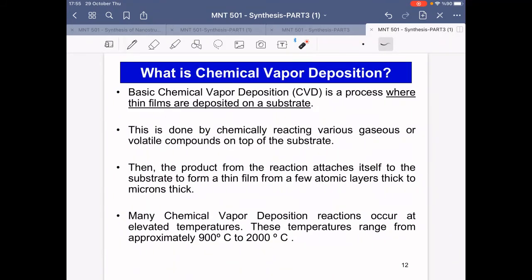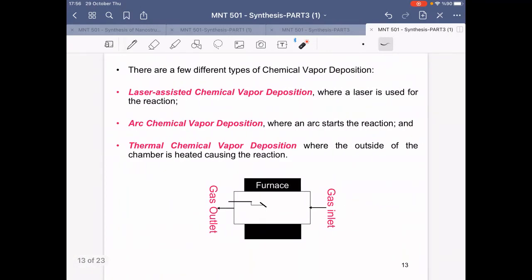Basic CVD is a process where thin films are deposited on a substrate. This is a very highly used technique. This is done by chemically reacting various gaseous or volatile compounds on top of my substrate. Then the product from the reaction attaches itself to the substrate to form a thin film from a few atomic layers thick to microns thick, which you can control. Many chemical vapor deposition reactions occur at elevated temperatures in a range of 900 to 2000 degrees C.